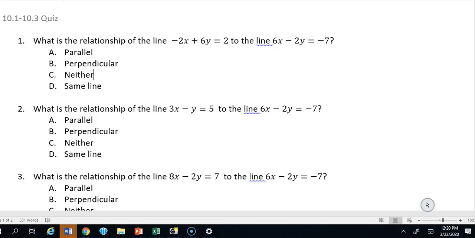So in this video, I'm going to go over the 10.1, 10.3 quiz. Now this is the original quiz, not the makeup. So properties are the same, principles are the same.